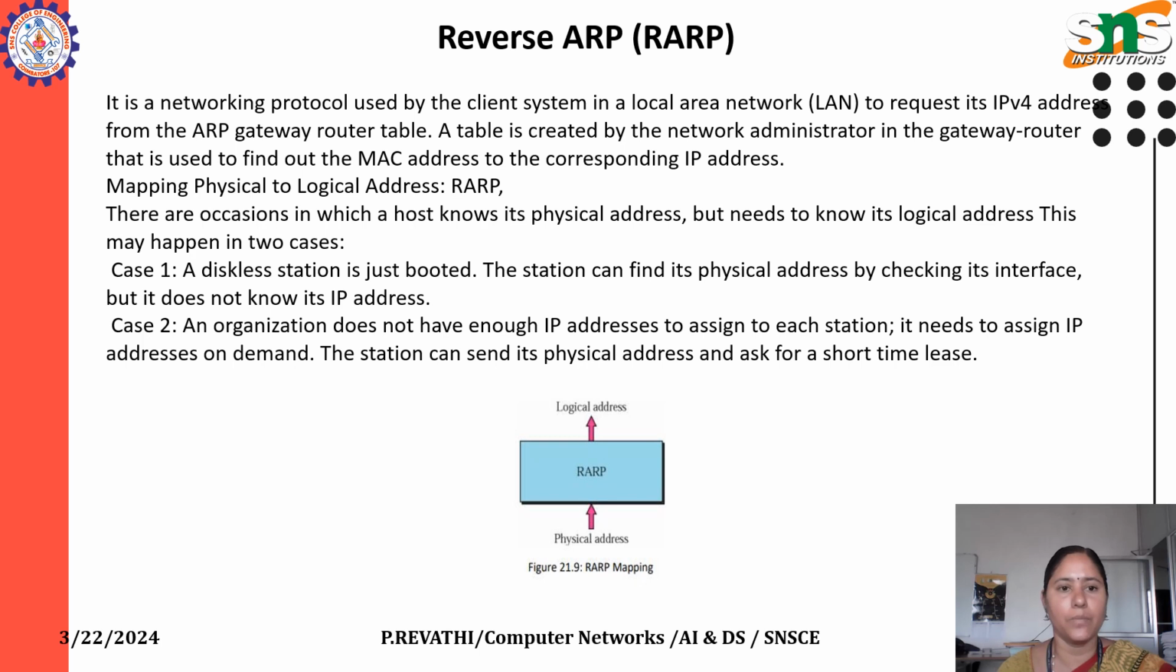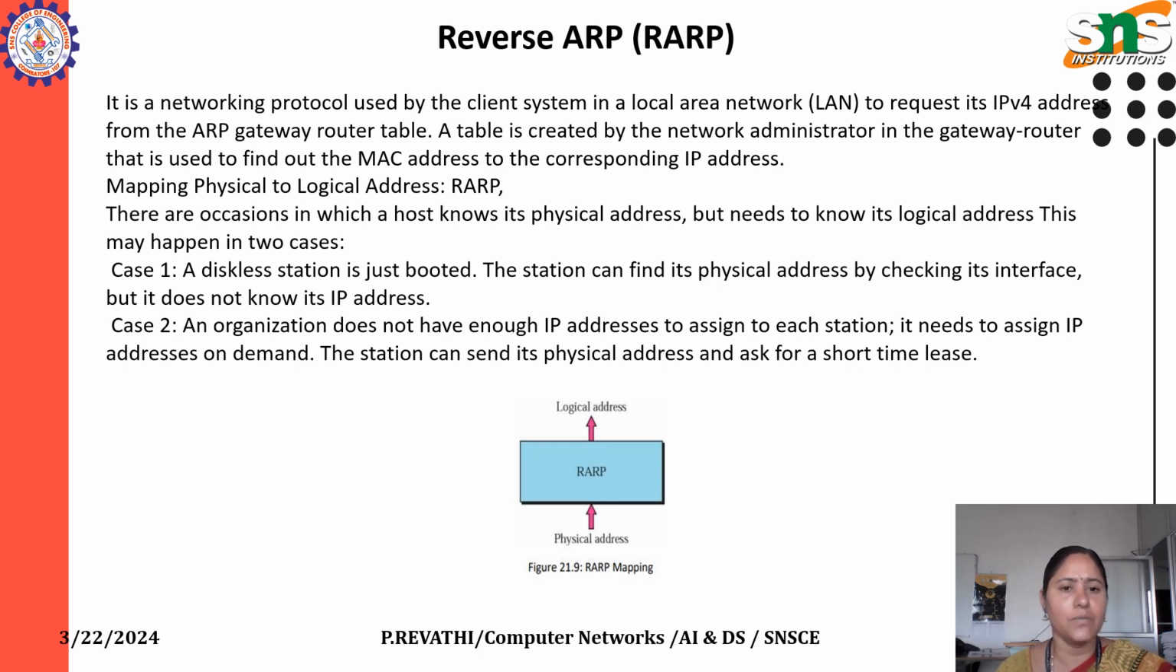Reverse ARP. It is a networking protocol used by the client system in a local area network to request its IP version 4 address from the ARP gateway router table. A table is created by the network administrator in the gateway router that is used to find the MAC address to the corresponding IP address. Mapping physical address to logical address.